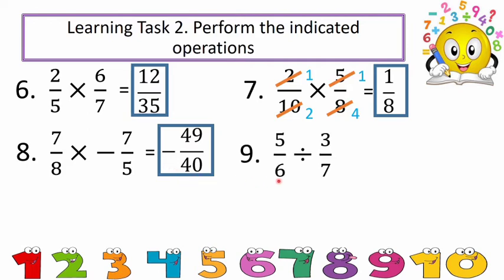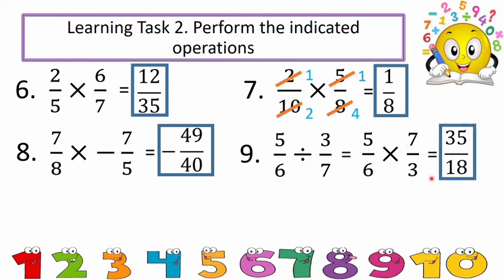Example number 9. So we have 5 over 6 divided by 3 over 7. The rule for division: we copy the dividend, which is 5 over 6, then change the division symbol to multiplication and get the reciprocal of the divisor. So we have here 3 over 7, so it will become 7 over 3. Then follow the rule for multiplication. So it is now 5 times 7, which is equal to 35, and 6 times 3, which is equal to 18.